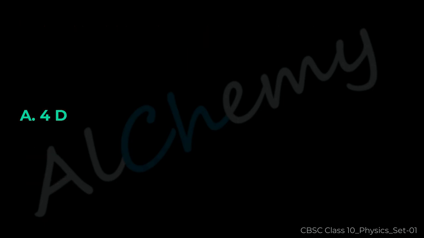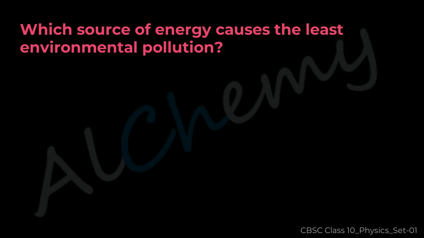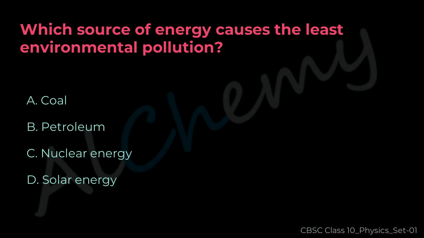The correct answer is A. 4D. Question 42. Which source of energy causes the least environmental pollution? A. Coal. B. Petroleum. C. Nuclear energy. D. Solar energy.